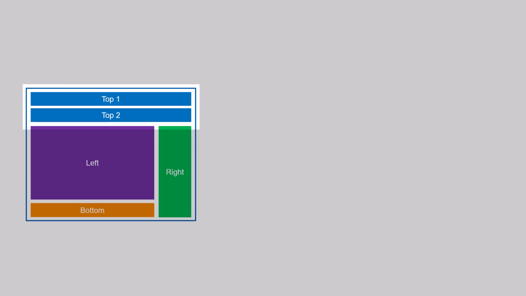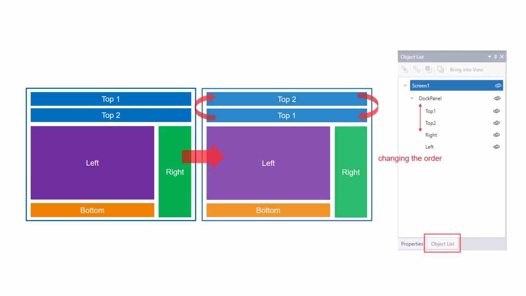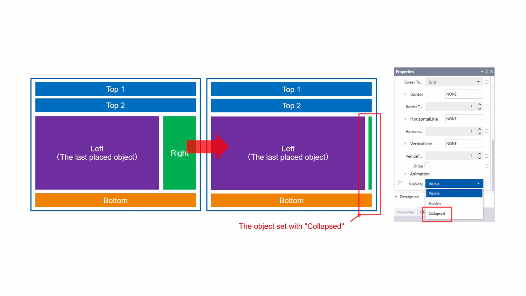You may also want to place multiple objects in the same direction. In that case, you can change the arrangement order of the objects by opening Object List in the right window of the Brew editor and manipulating the Z layer. Objects in the dock panel can be closed or opened by toggling the animation visibility property between visible, hidden, and collapsed. The closed space will be automatically filled by other objects by scaling.